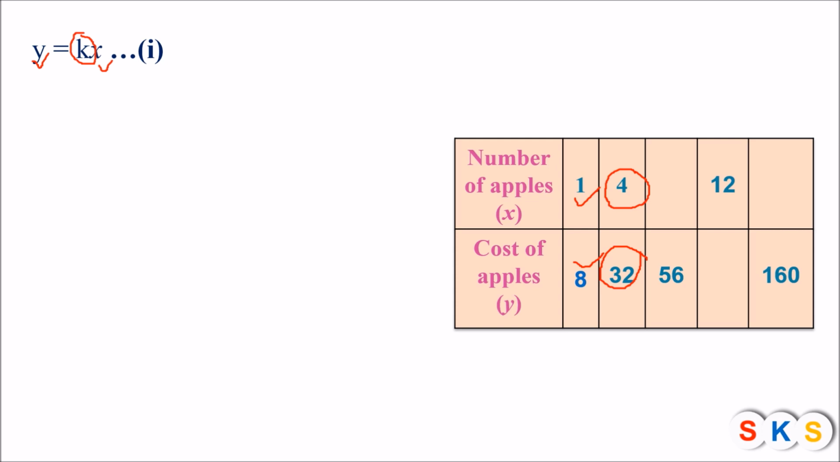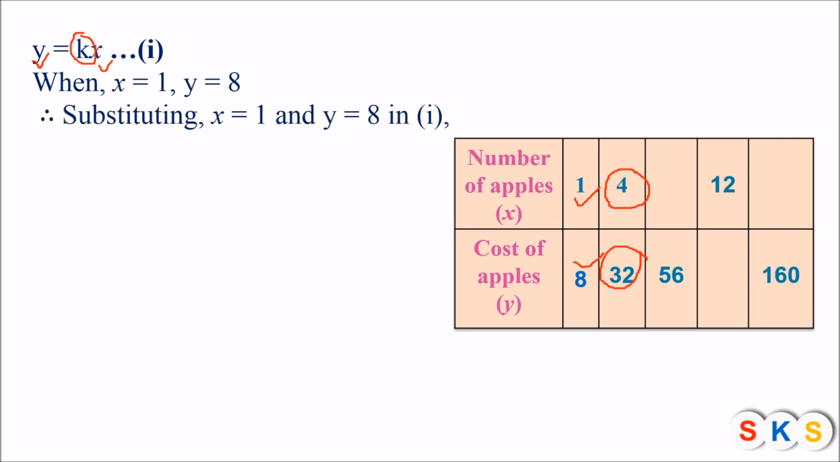You can take 1 and 8, or you can take 4 and 32 to get the value of k. So let's see over here. When x is 1 and y equals 8, you can see in the table, if x is 1, then y is 8. Now we will substitute this value in equation number 1. So what will we get? At the place of y, we will write 8, and at the place of x, we will write 1. So we will get 8 equals k into 1, and k into 1 is k, so k equals 8. Now we know the constant of variation, that is 8.